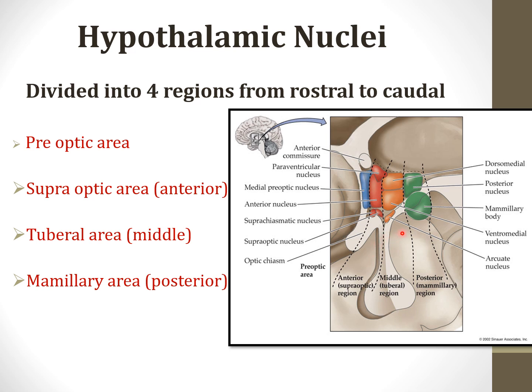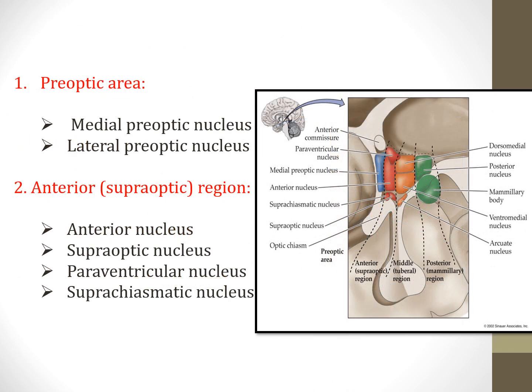So here we have the tuber cinereum, and just above this we have the portion called the tuberal area, the middle portion. And then posteriorly we have the eminence called the mammillary body, and it gets the name mammillary area, which obviously becomes the posterior area. Now in each and every area we are going to have different nuclei. If you are able to understand this, you can define the nuclei.